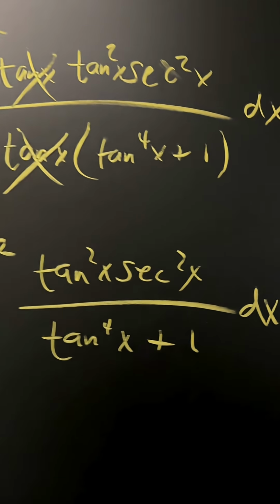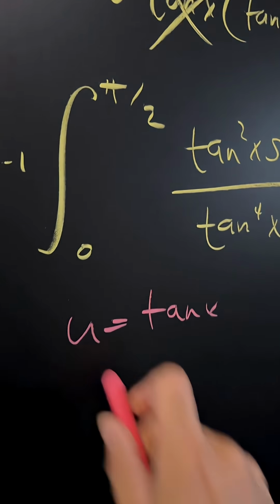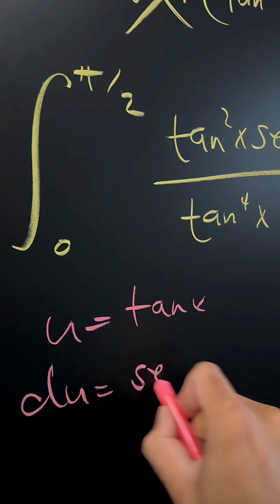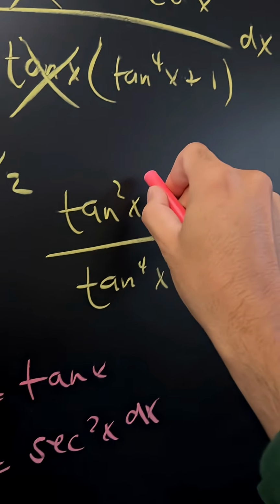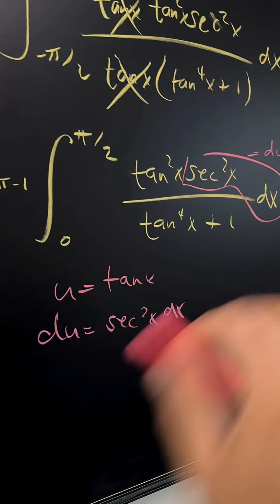Okay, so now we're gonna go ahead and do a substitution. We're gonna go ahead and make u equal to tangent of x, and that's gonna be pretty simple because our du is secant squared x dx, and we have that right here. That's actually what we need. That's perfect. So now let's go ahead and change our parameters.